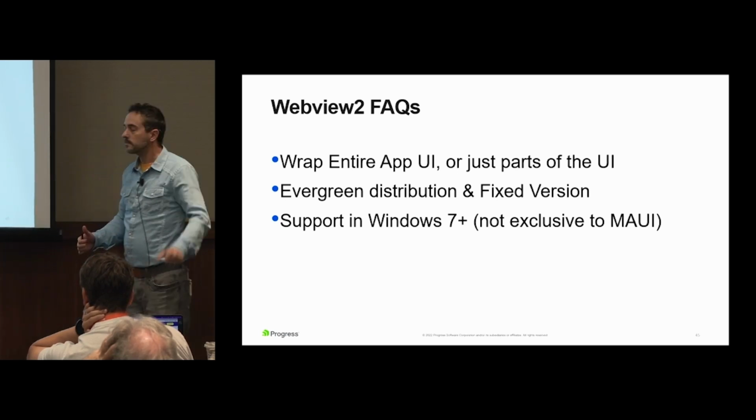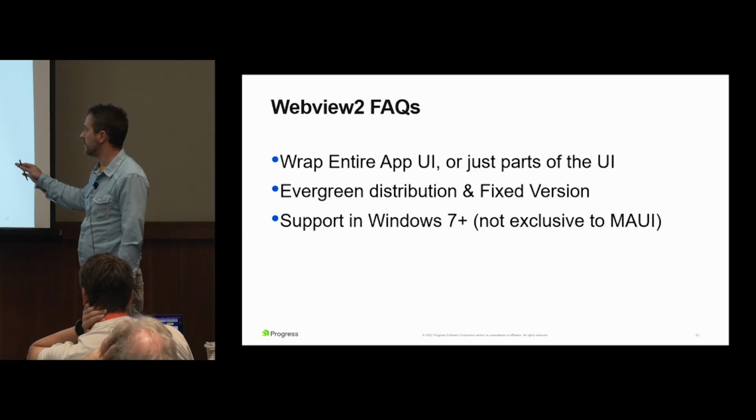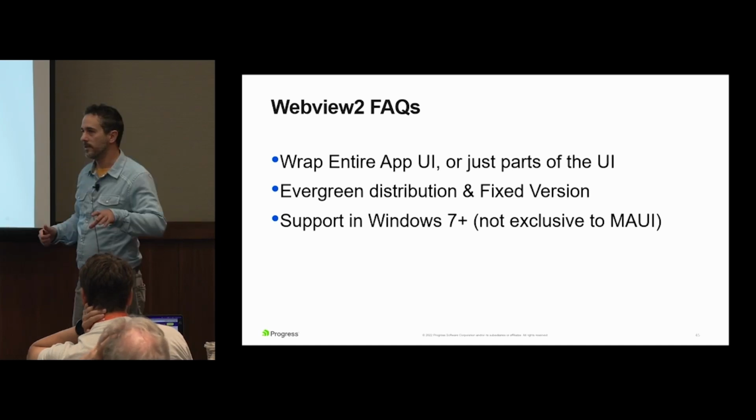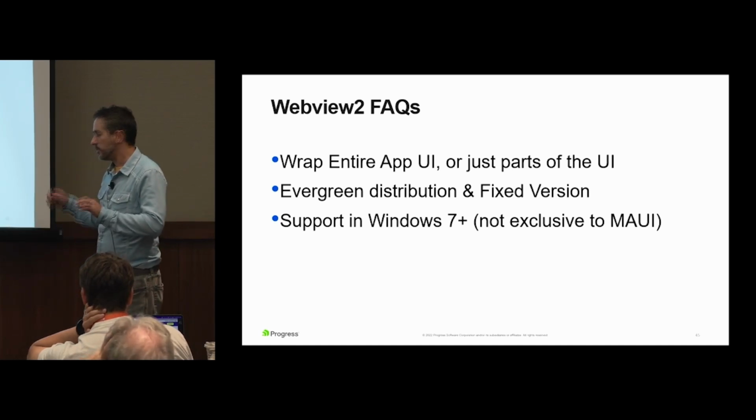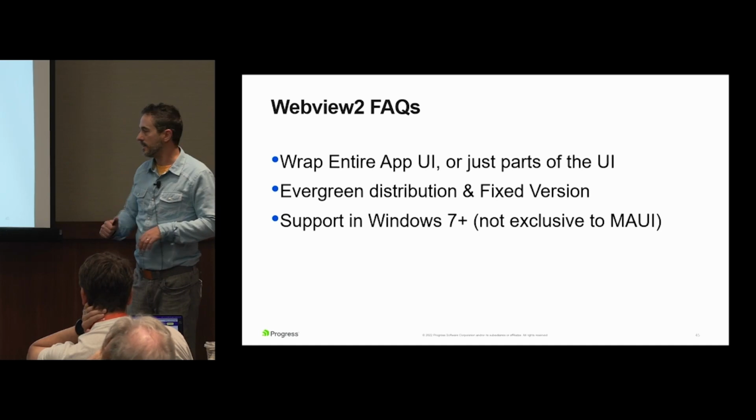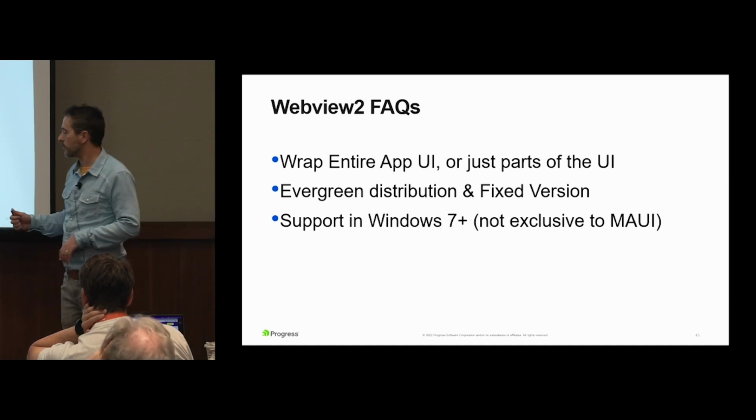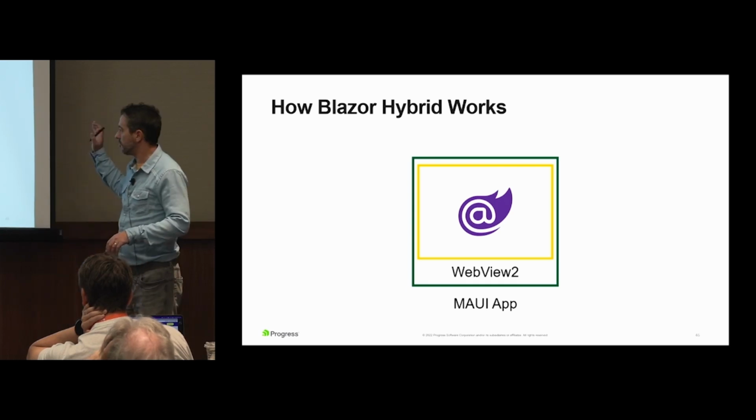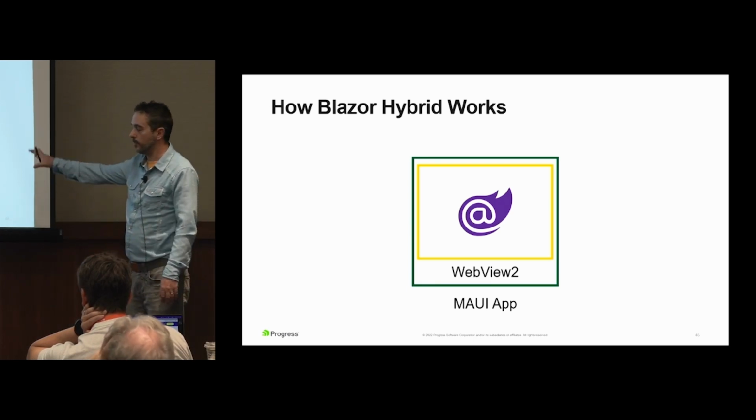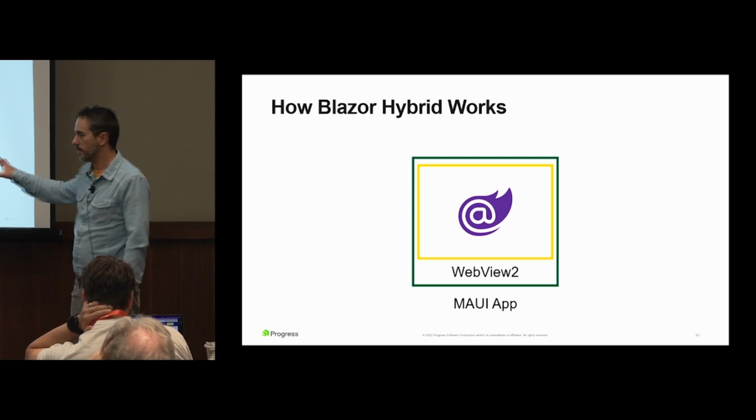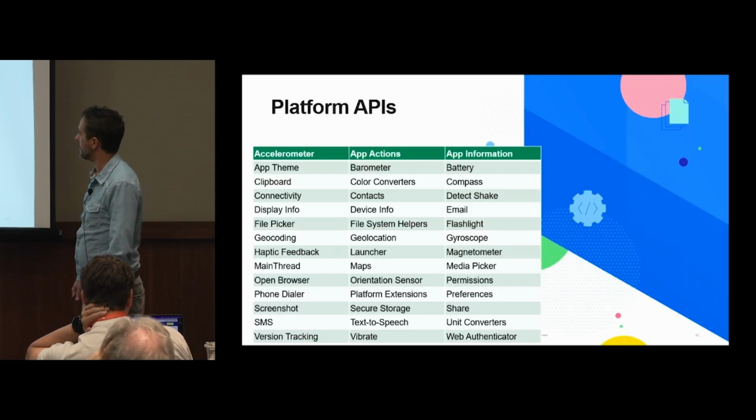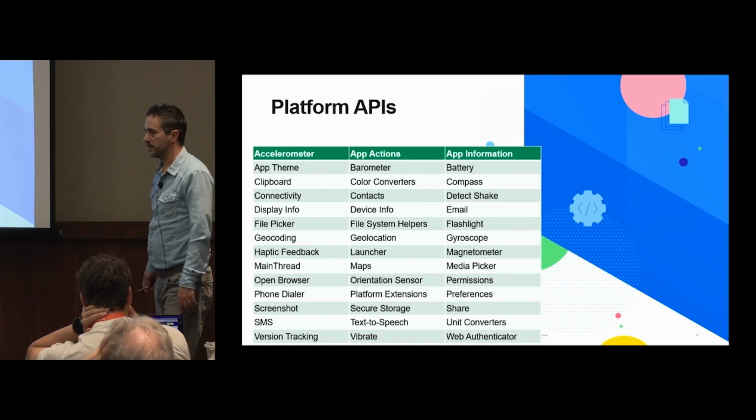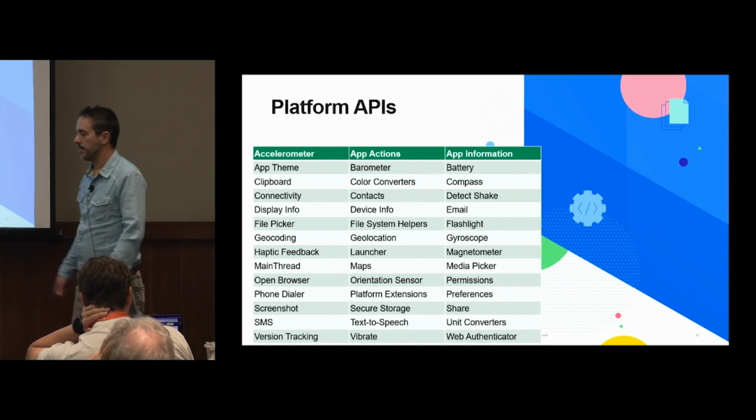OK. It supports Windows 7. So it's not exclusive to MAUI. You can do this with WPF or .NET or the desktop framework as well. So WinForms can do this as well. And the way it works is you have a MAUI app, and you have a WebView 2 component, a Blazor WebView component inside of that controlling the UI. This gives you access to all the platform application stuff because you're running inside that MAUI ecosystem.